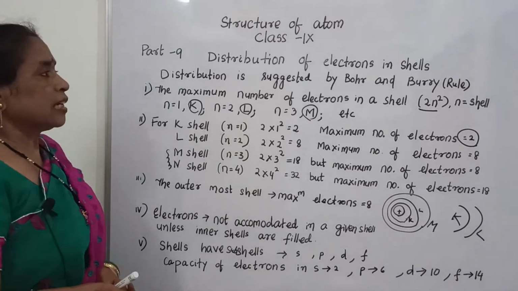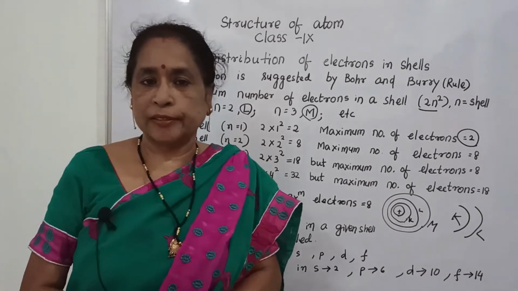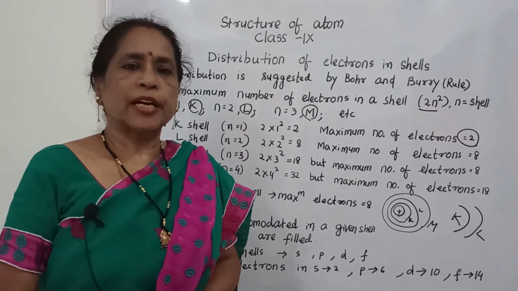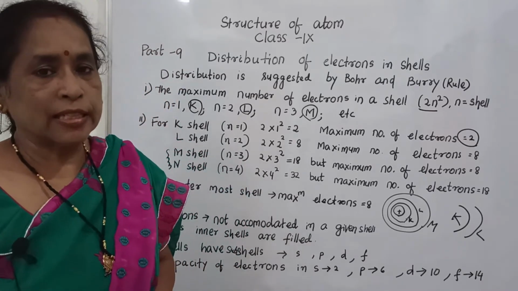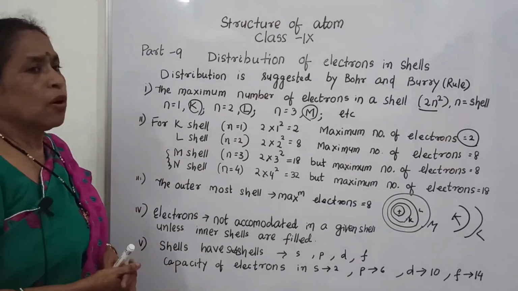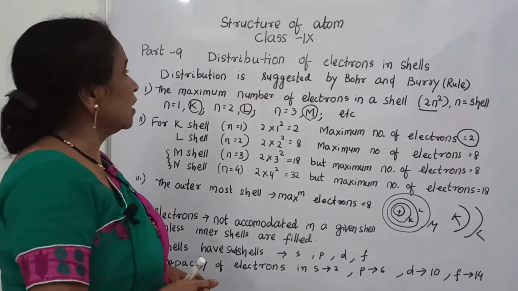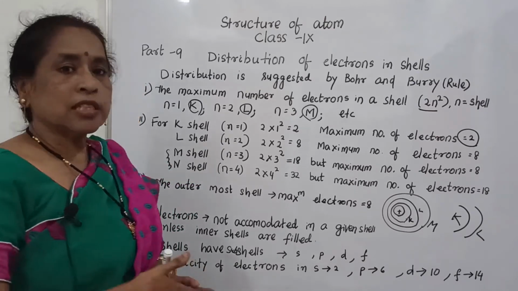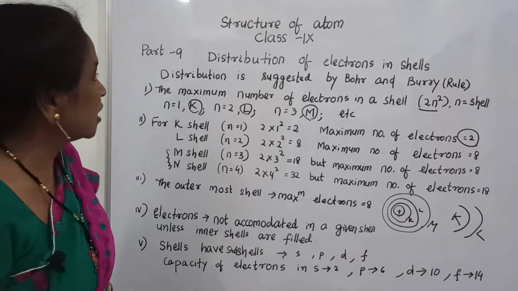The topic is structure of atom, and here is part 9, that is distribution of electron in cell. In part 8, I explained the atomic number and mass number and the difference between them. In part 9, I want to explain how the electrons are distributed in a particular cell.